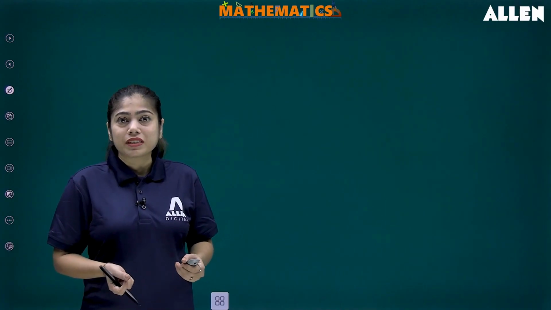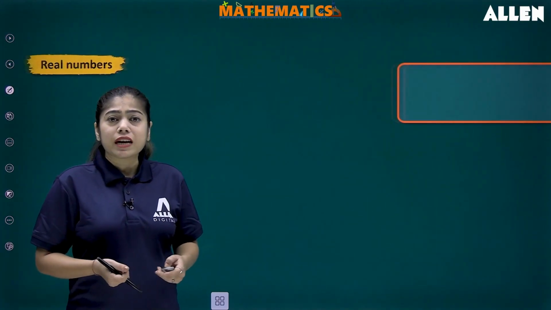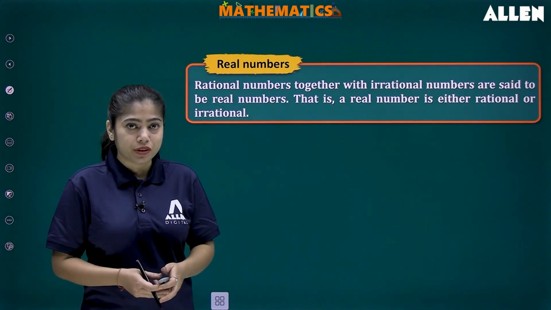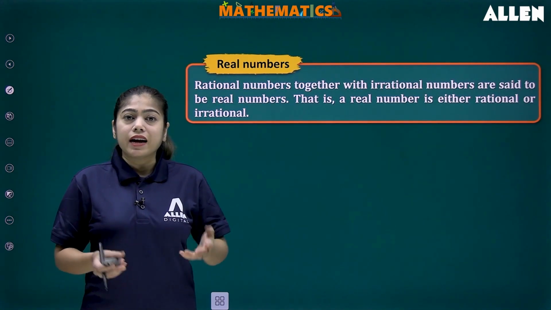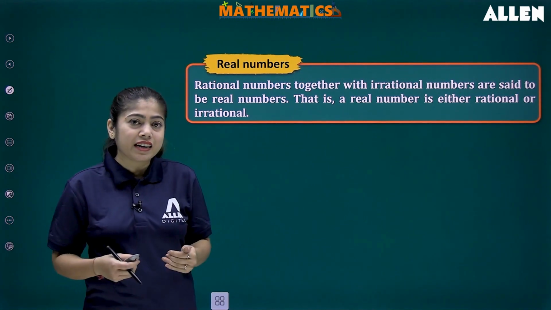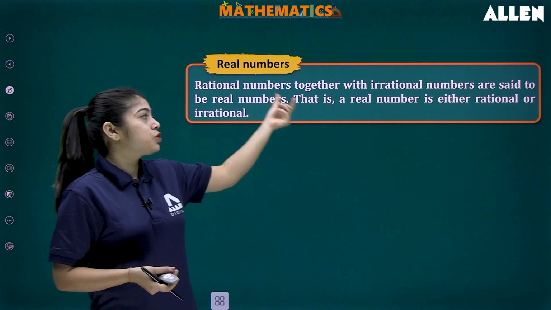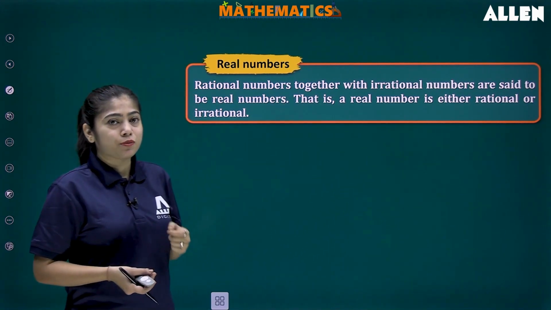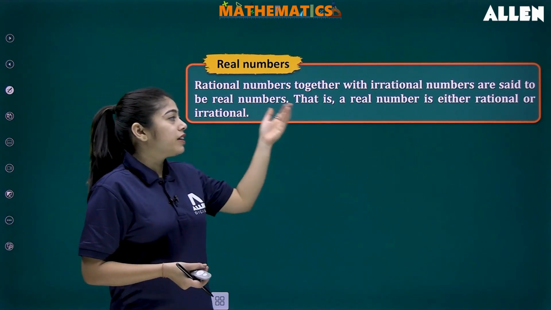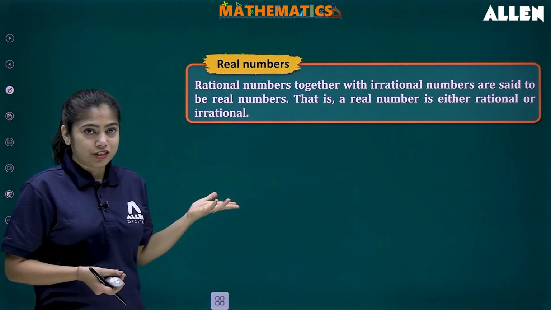In this lecture, we will discuss about real numbers. So class, let us start with the definition of real numbers. What are real numbers? We say that all the rational numbers and irrational numbers are called as real numbers. That means rational numbers together with irrational numbers are said to be real numbers. That is, a real number is either rational or irrational, right?